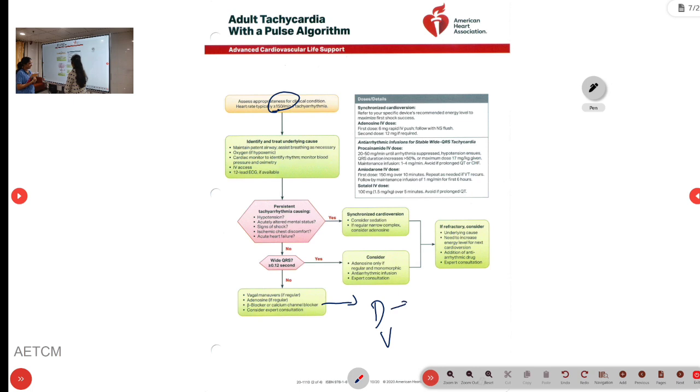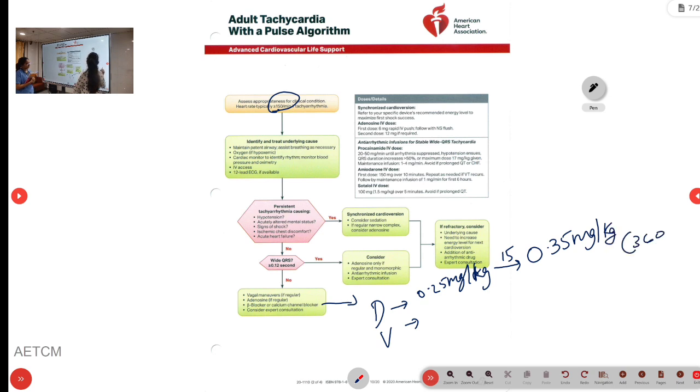So diltiazem, if you are giving, you can give 0.025 mg per kg, and we can wait for like 15 to 30 minutes. If still the patient is in SVT, we need to wait for some more time, a minimum of 15 minutes. Then, if the patient is still in SVT, you can give 0.35 mg per kg, to a maximum of 360 can be given.